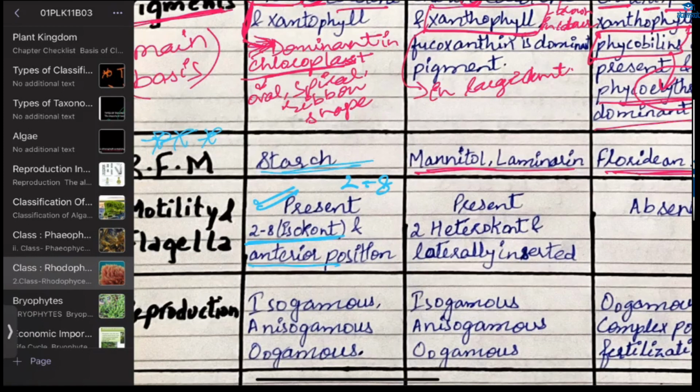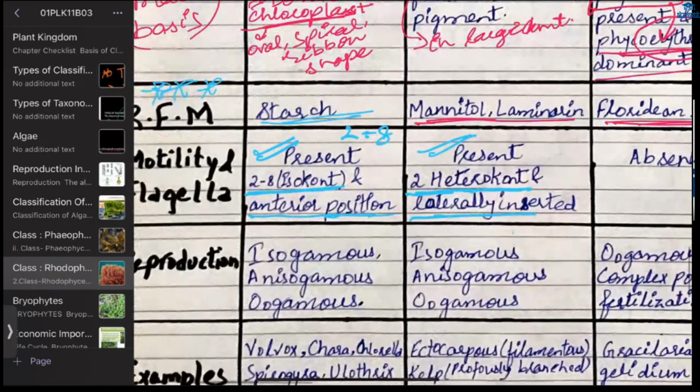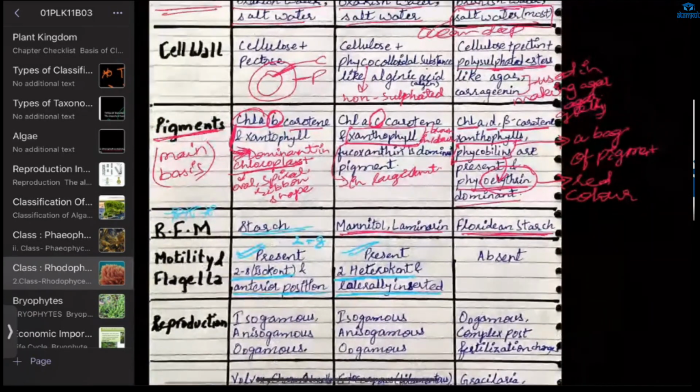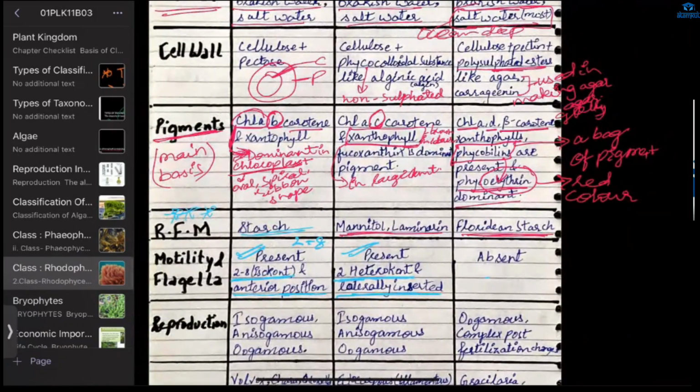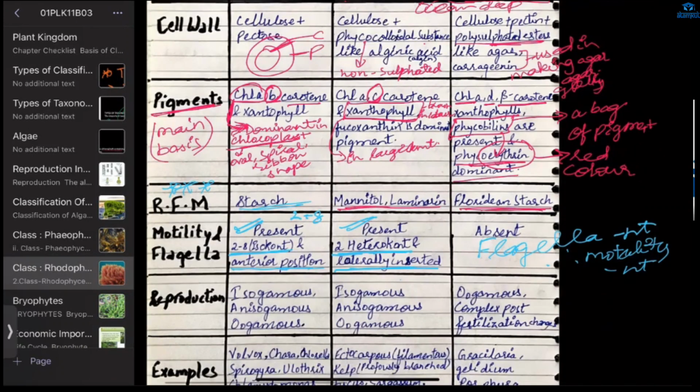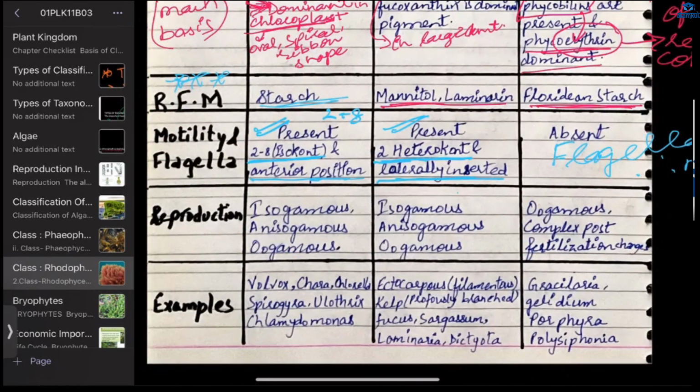And इनका position क्या है? Anterior position, means upper part की तरफ ज्यादा रहेंगे. Okay. Now here also flagella are present, and 2 flagella will be present. That will be heterokont style and they will be laterally inserted. And in red algae, flagella and motility both are absent. Flagella अगर absent होगा, therefore motility भी क्या होगा? Absent होगा. Motility absent.